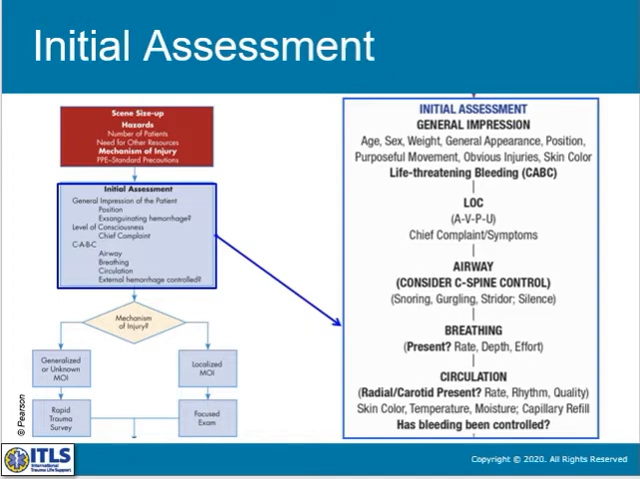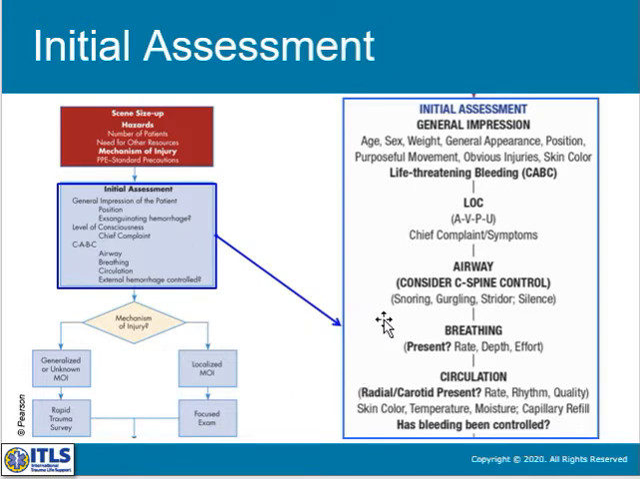Next, we'll talk about the initial assessment. This is when you're going to get age, sex, weight, the most important thing is general impression or general appearance. What position are they in? Are they leaning on their neck, or compromised airways and purposeful movements, and obvious injuries that you can find right off the bat. Skin color is a great one, especially in smaller kids.